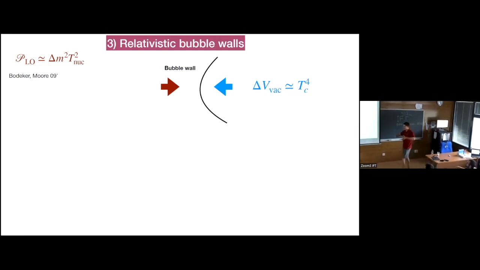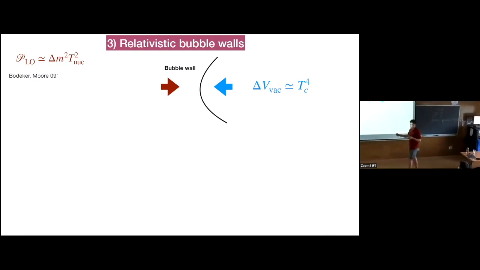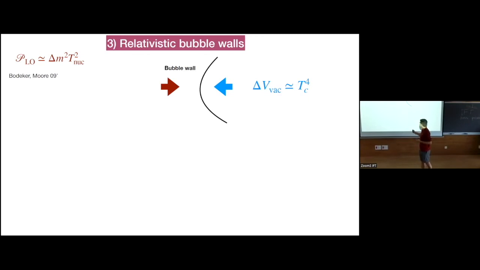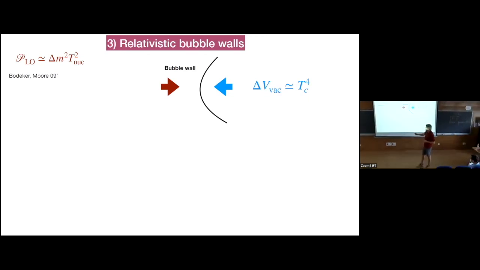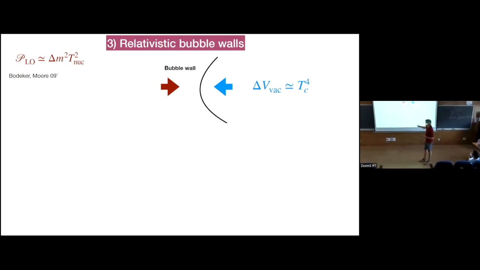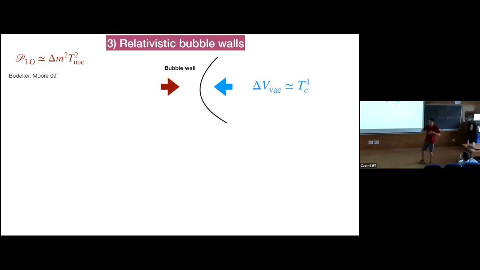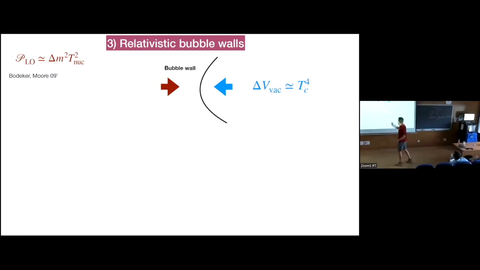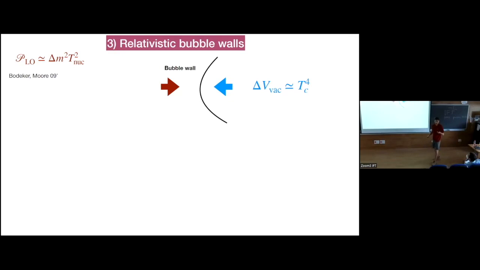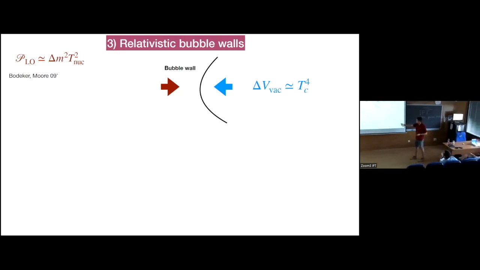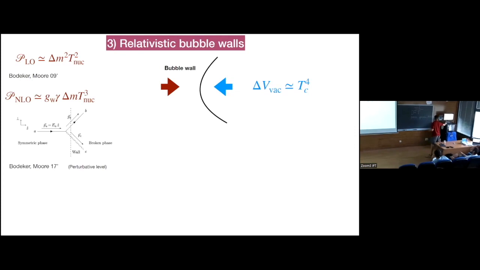You have to compare this driving accelerating pressure to possible friction pressure coming from interaction of the bubble wall with the plasma. And in 2009, Bodeker and Moore derived this expression due to single particles acquiring a mass delta m inside the bubble wall. But you see that if you have a large hierarchy between T_nu and T_c, as it is for supercooled phase transitions, then the friction in red is much smaller than the driving pressure in blue. The bubble should expand forever.